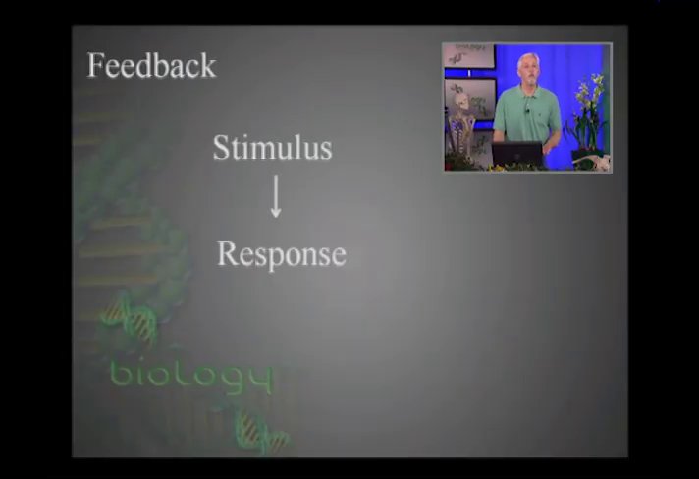Now, another type of dynamic that we see in ecosystems is feedback loops. What feedback loops involve is some kind of stimulus that leads to a response that in some way feeds back on the stimulus, either to increase the stimulus or to decrease the stimulus. So they're so-called positive and negative feedback loops.